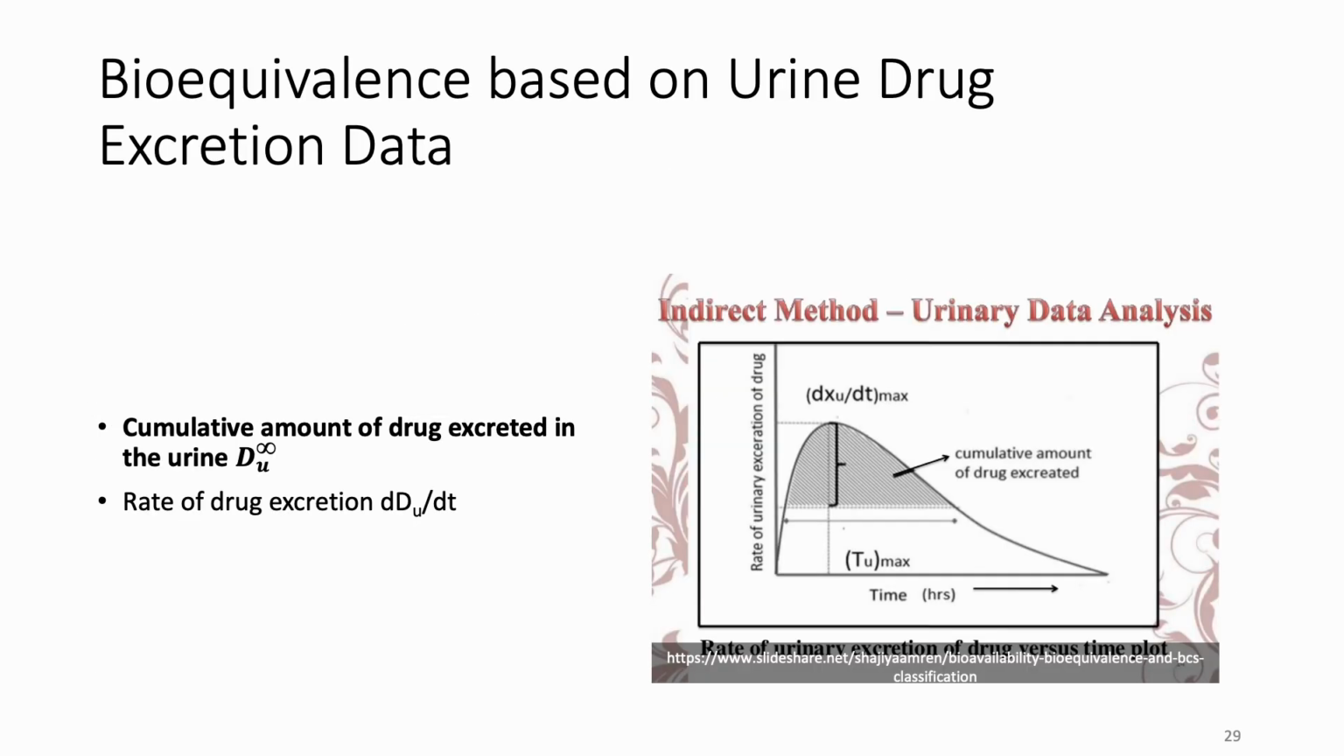To calculate the bioavailability of the drug, we can use different data. That can be the AUC from the plasma drug concentration profile, or that can be the urine drug excretion data. To calculate the bioavailability using the urine drug excretion data, the drug must be mostly excreted through the kidney, and we use the cumulative amount of drug excreted in the urine to calculate the bioavailability of the drug.